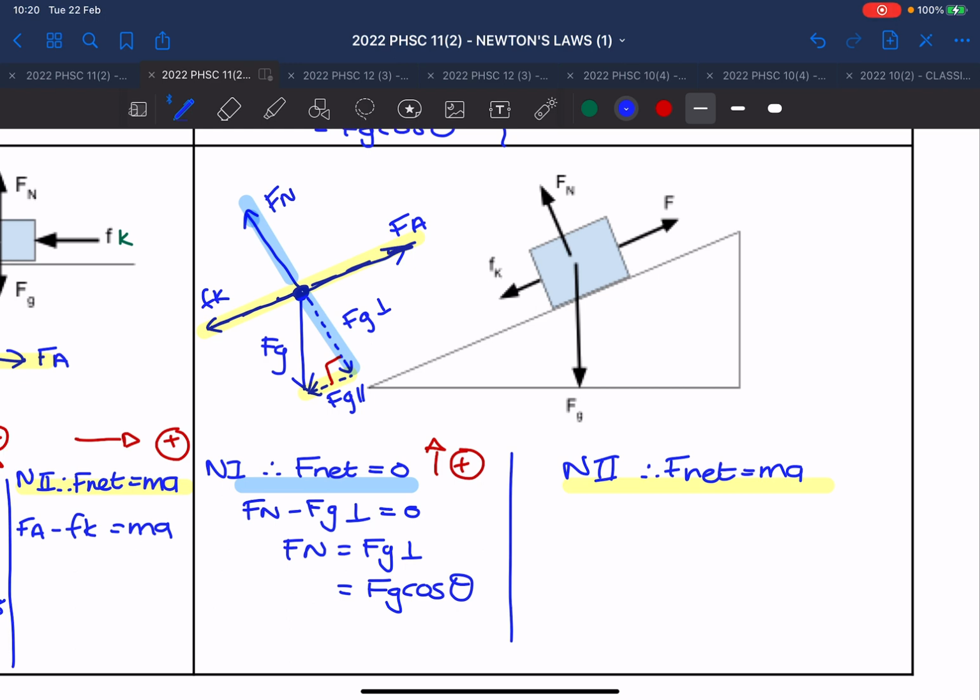Yeah, we're looking at the yellow forces. My question is, will we choose to the right or to the left to be positive? Why do you say to the left? Okay. Good thought, but if it's being pushed to the right and they say it's accelerating, then we're going to assume it's accelerating to the right, and you choose to the right to be positive. You always choose it in the direction in which it's moving. It's moving to the right, so we choose to the right to be positive. Okay, so we have FA minus FK minus FG parallel is equal to m times a.